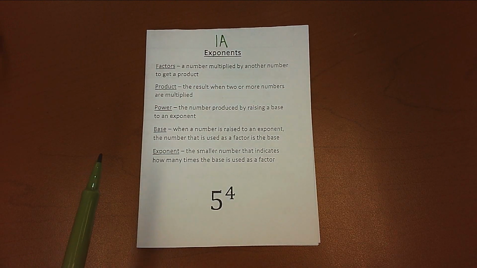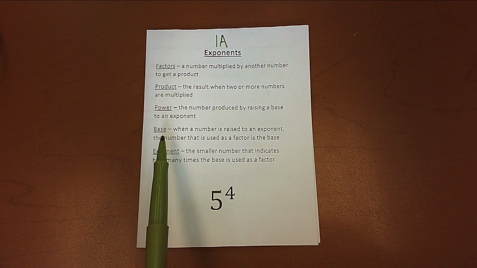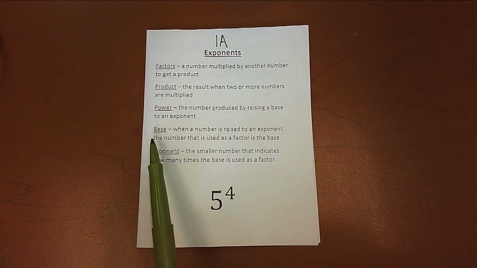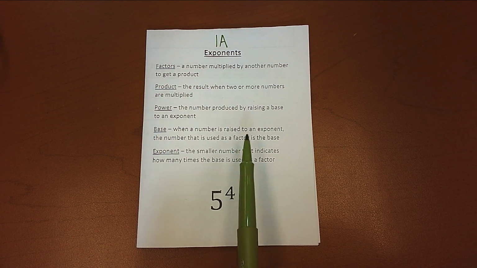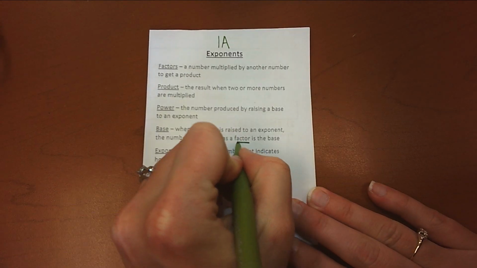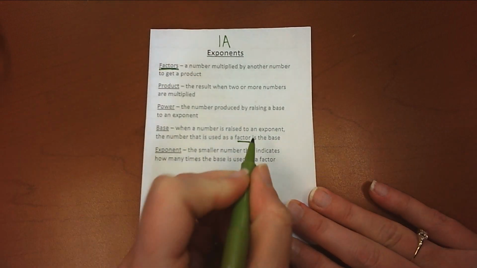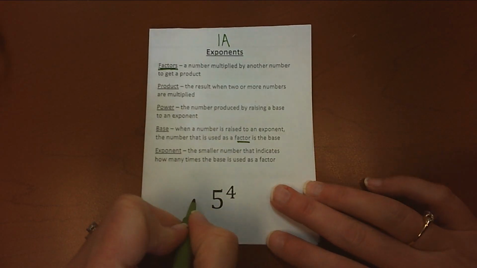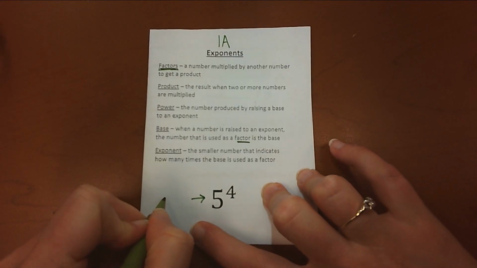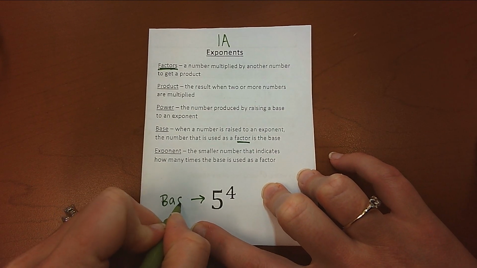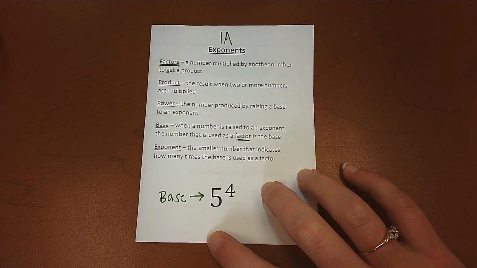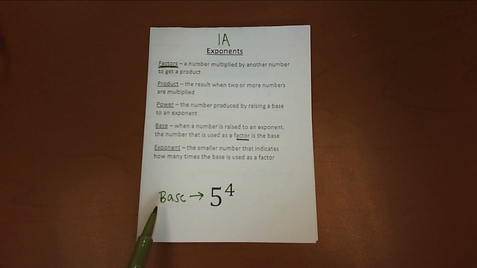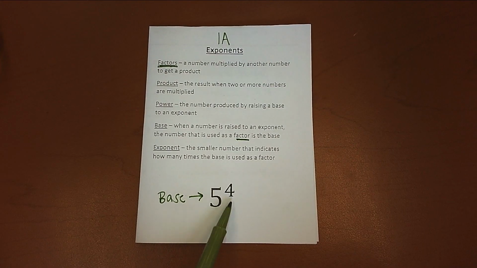Here's where I'm going to need you to start writing. A base. A base is when the number is raised to an exponent. The number that is used as the factor, so here's that factor word, it matches this factor word up here, is the base. And the base is always our big number. And so right here, I want you to label this exponent right here. The 5 is our base. I always remember that because B for base, B for big. The big number is our base. So in this case, the base is 5.